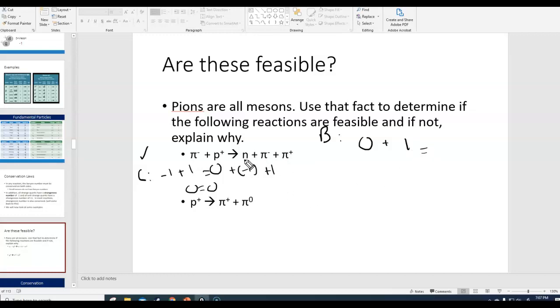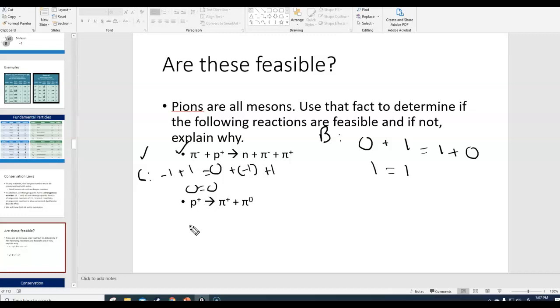Okay, a neutron is also a baryon, and so it has a baryon number of 1. And then both of these pions have a baryon number of 0. None of these particles have a strange quark in them. You know for sure that protons and neutrons have no strange quarks, and pions don't have strange quarks. So this first reaction is feasible because it does not violate any conservation laws. So this first one is okay.